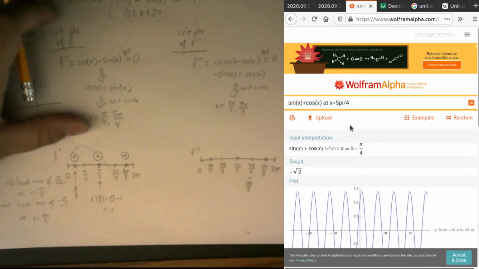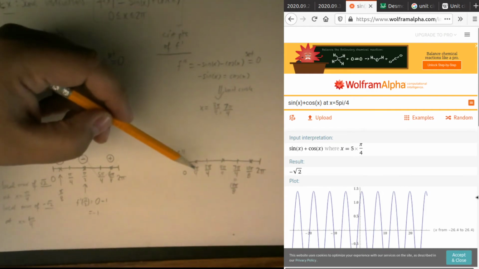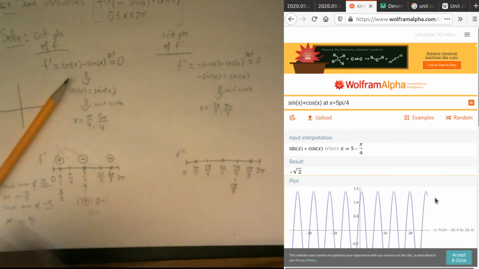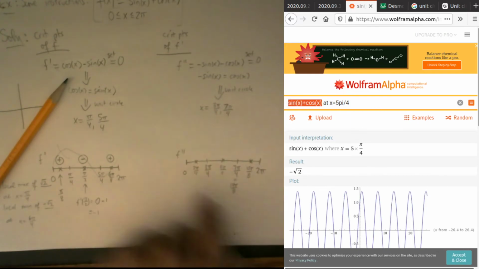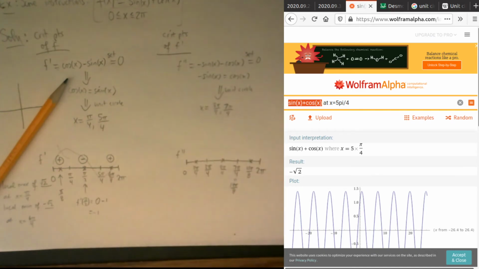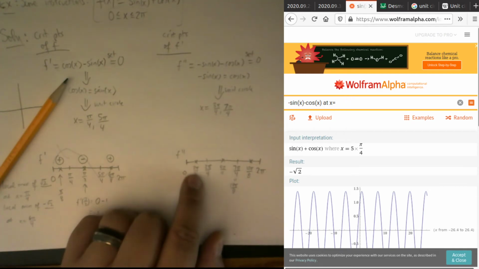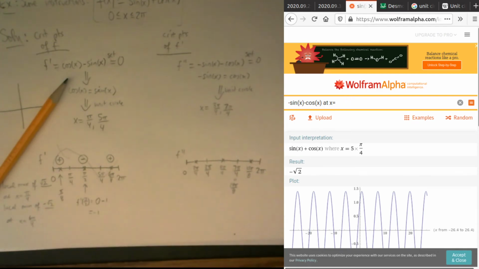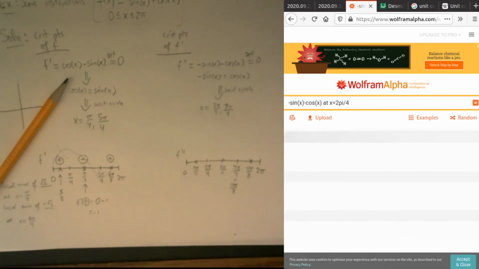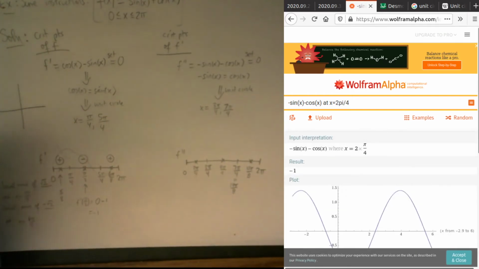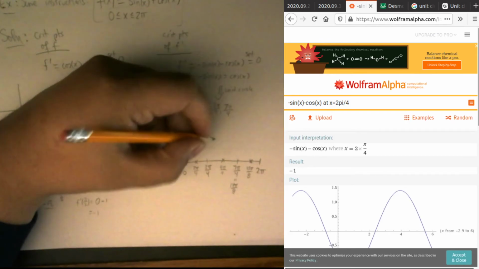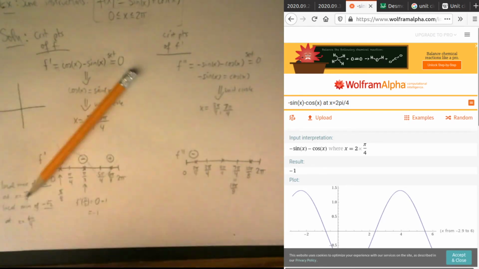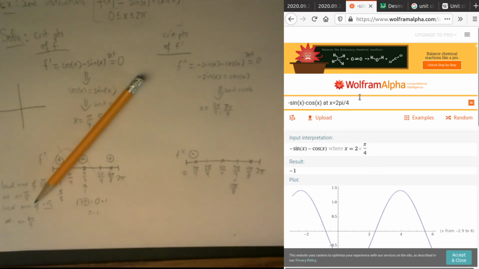Over here for f double prime, we again have 3 test points, and the function that we need to evaluate is the second derivative now, which is this one, minus sine x minus cosine x, and now we evaluate it at test points. So the first test point I wrote down is 2 pi over 4. That's just pi over 2, isn't it? So we'll get negative 1 out of that one. At 4 pi over 4, that's pi.